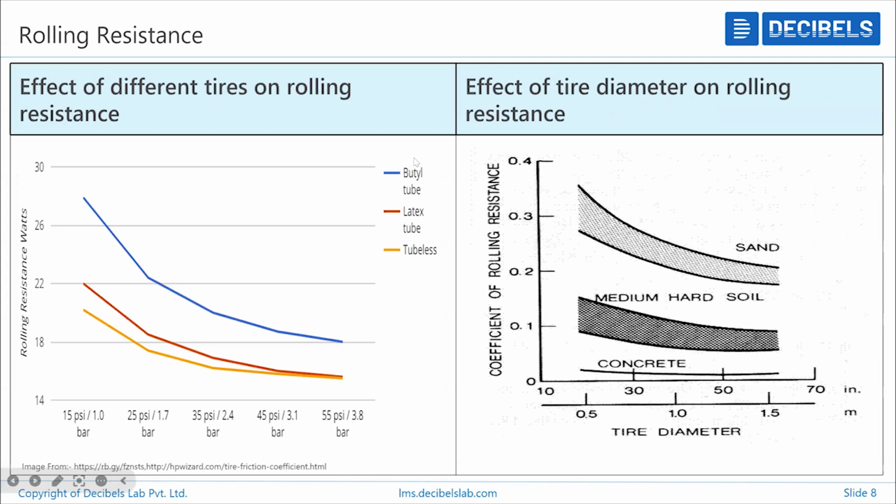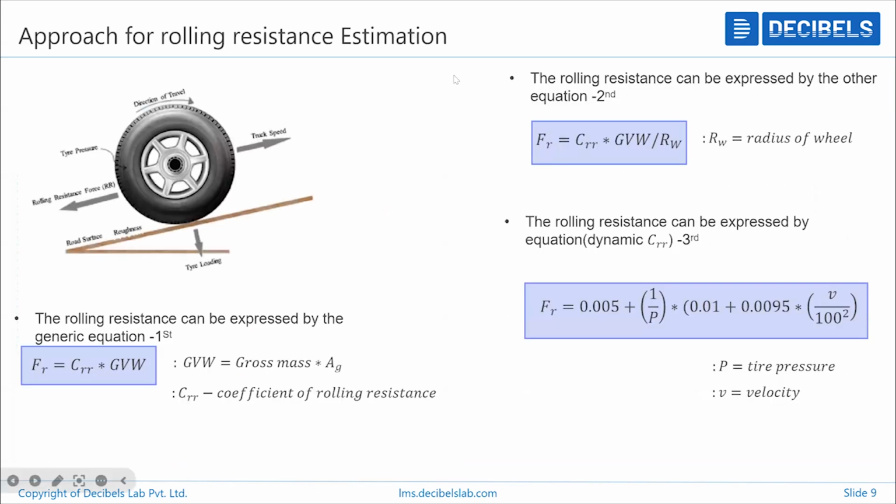And then the material, as I was talking about earlier, and how the material at different pressures contributes to the resistance. Coefficient of rolling resistance, CRR means.